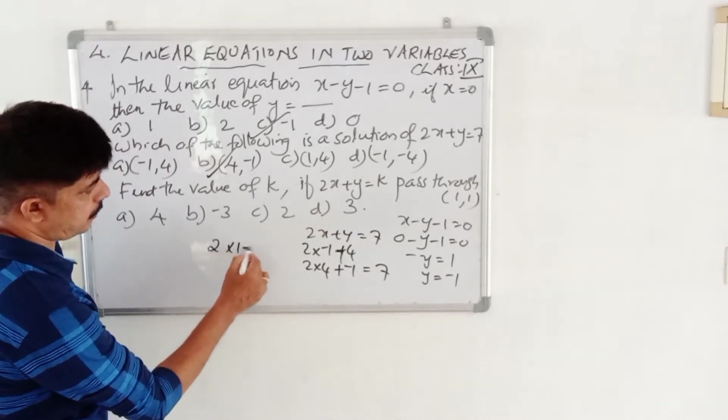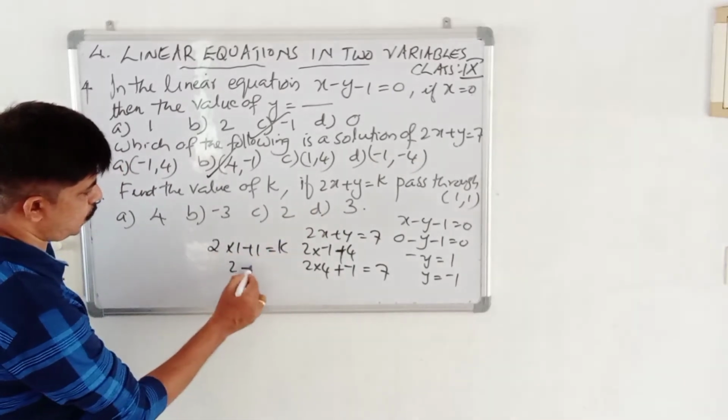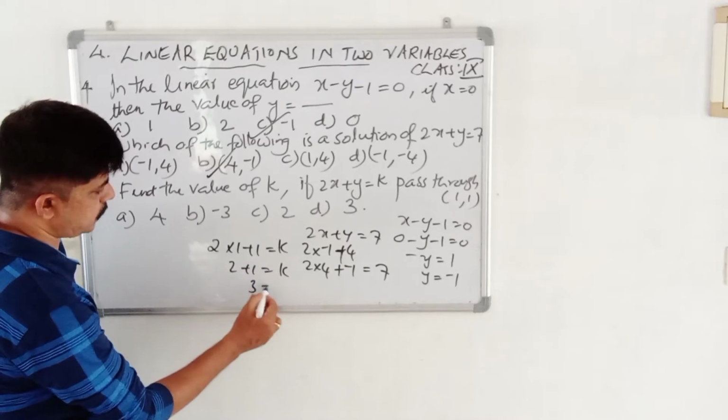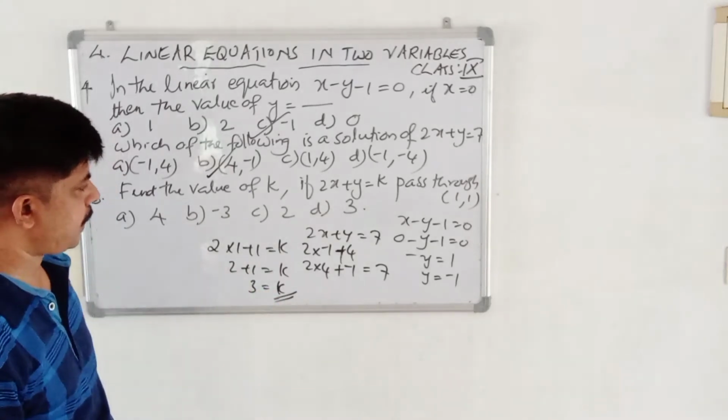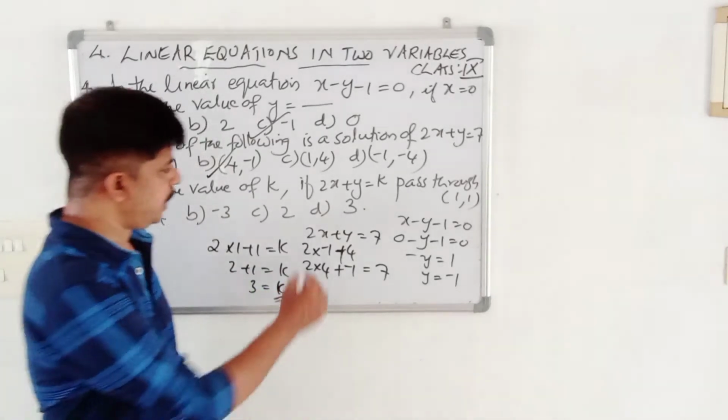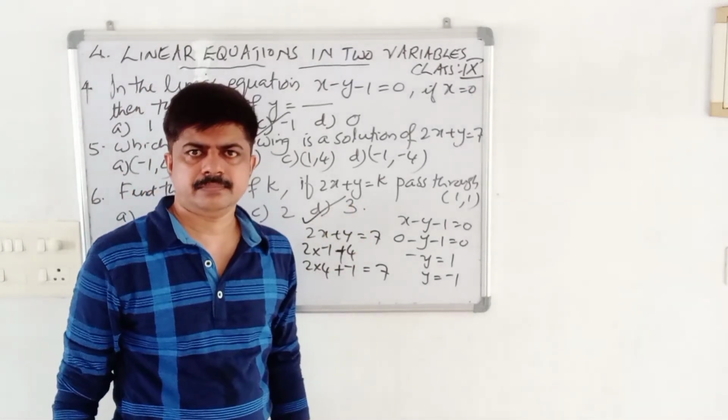2 into 1 plus 1 is equal to k. 2 plus 1 is equal to k. Therefore, 2 plus 1 is equal to 3. Therefore, what is the value of k? k is equal to 3. Therefore, our answer is option D.